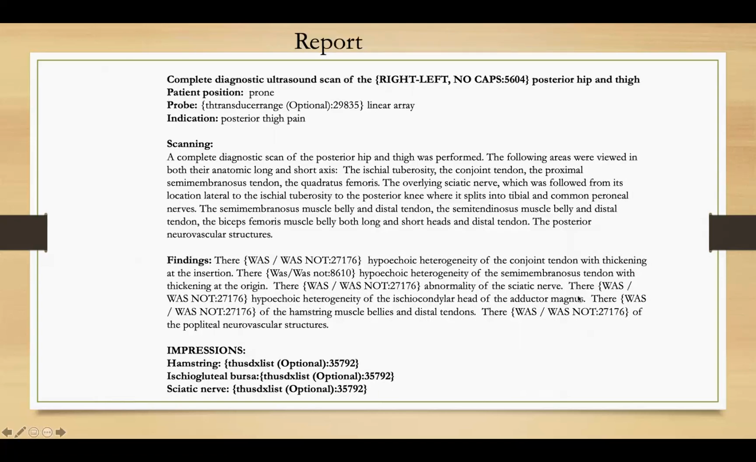And lastly is an example of our report that we use. We describe the area that we're interrogating, the relative position of the patient, as well as the transducers that we use, and the reason that we're performing the exam. When we look at the area, we perform a complete exam, assessing the conjoint tendon and its muscles, the semitendinosus along here, the biceps femoris. We look at those structures all the way from the hip to the knee.